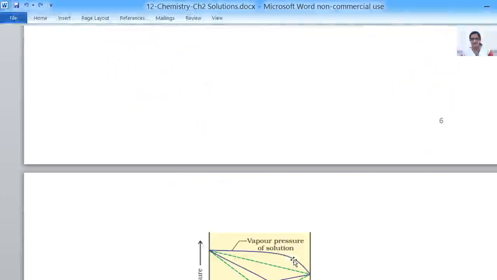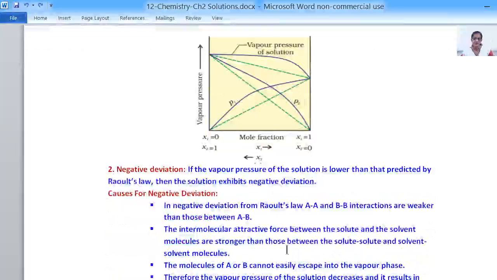Next, we will see the graphical representation for positive deviation. First you should know how to draw a graph for an ideal solution. In that, we have already seen vapor pressure versus mole fraction. See the graph carefully. Vapor pressure is along the y-axis and mole fraction is along the x-axis. And here chi1 is equal to 0 and chi1 is equal to 1. That is, mole fraction of component 1 is increasing in this direction. And here chi2 is equal to 1 and chi2 is equal to 0. That is, mole fraction of component 2 is increasing in this direction. In this direction, you can see the mouse pointer.